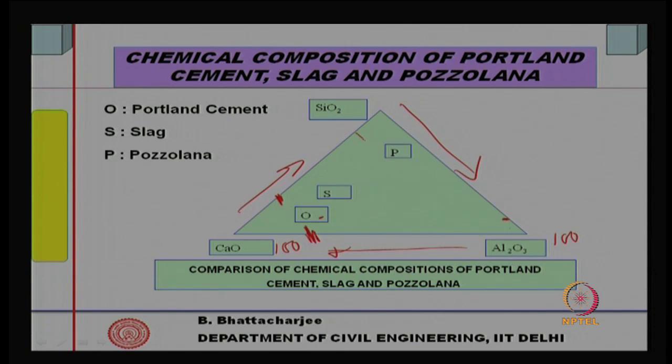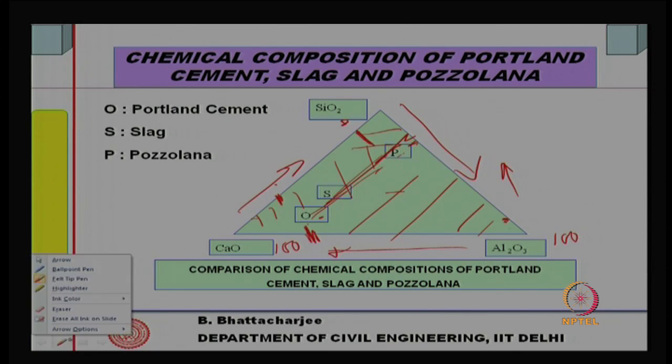You come to pozzolana, it has got high SiO2, and small quantity of Al2O3. Sorry, this will have similar Al2O3, not this one. So, parallel lines have to be drawn, right. This is the Al2O3 line maximum, CaO line will be like this, and SiO2 line will be like this. So, SiO2 will increase in this direction.